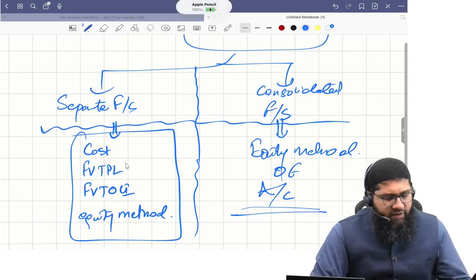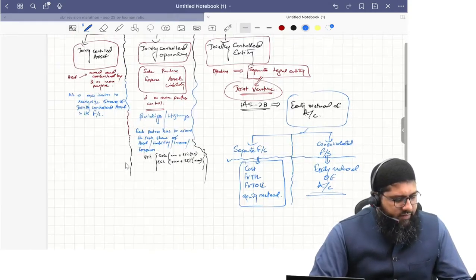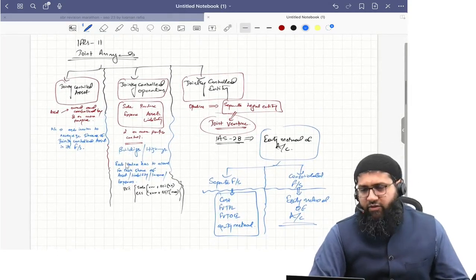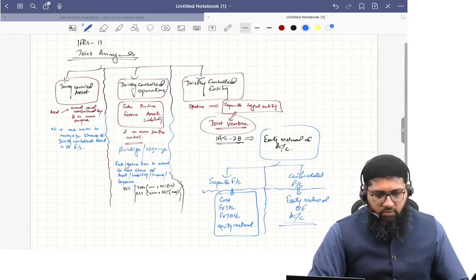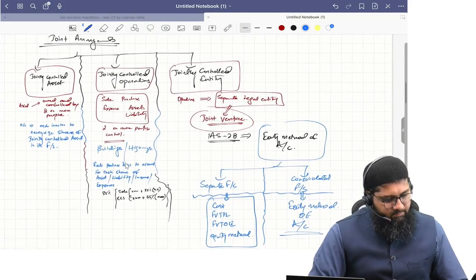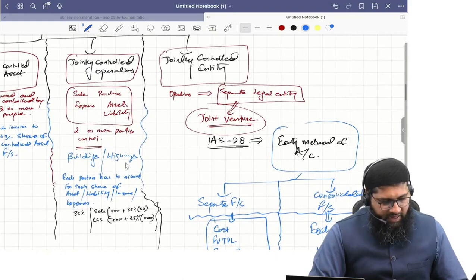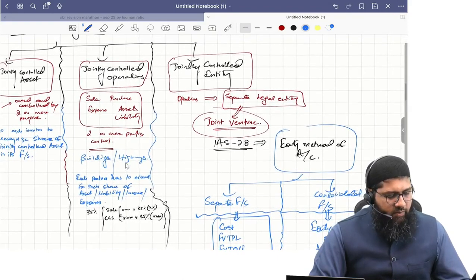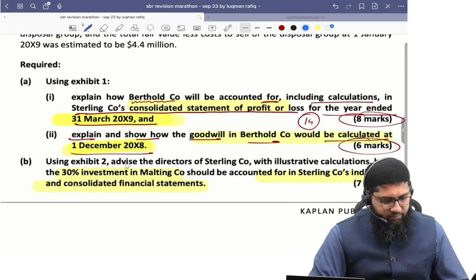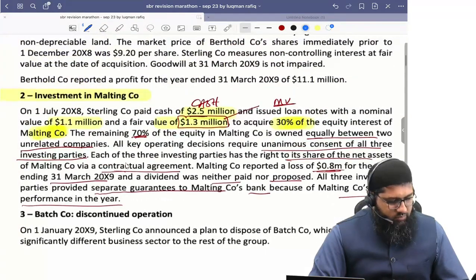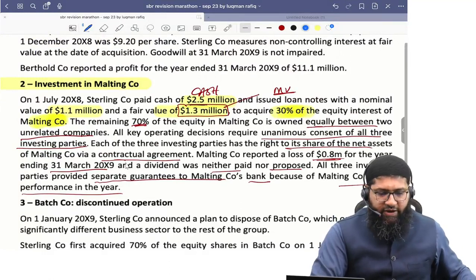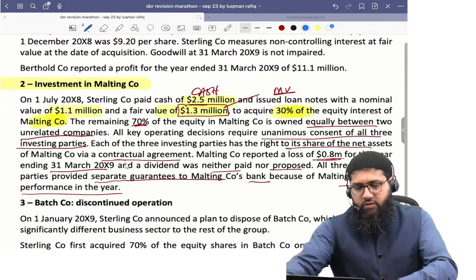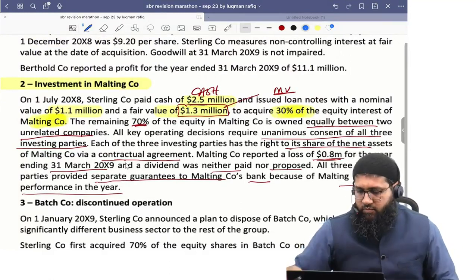So if I talk about this specific scenario, where we talk about the IFRS 11 joint arrangements, this is something that you would have to keep in your mind. I repeat, this is something that you would have to keep in your mind. Now let's start discussing this scenario. Let's just go through it.